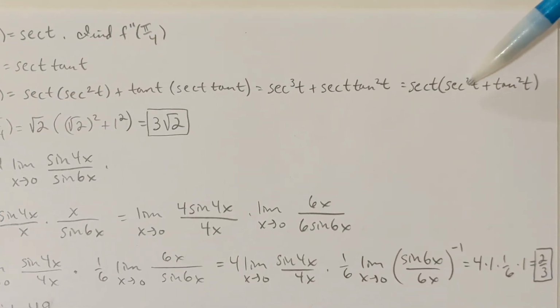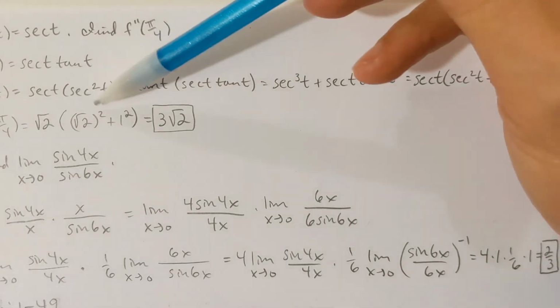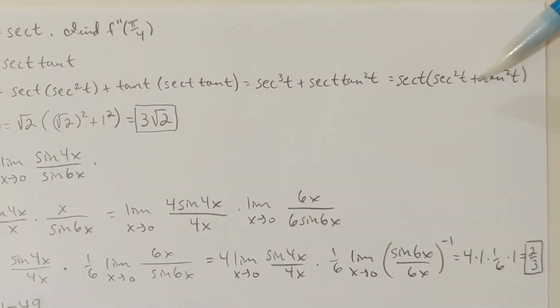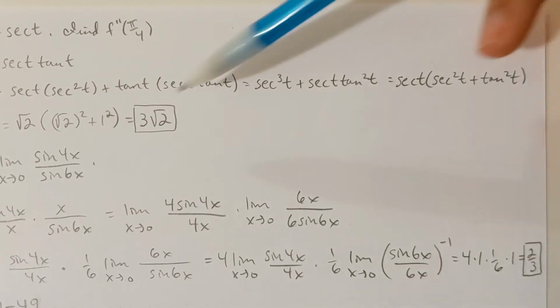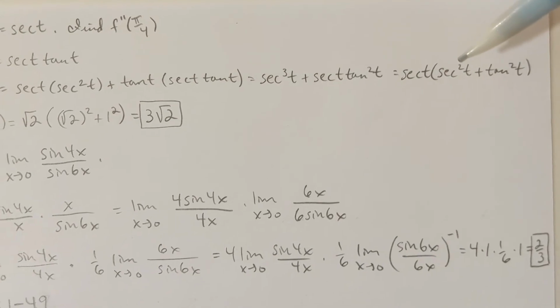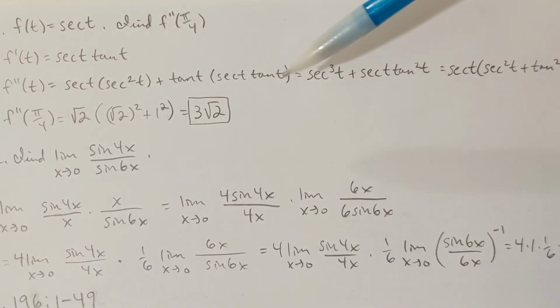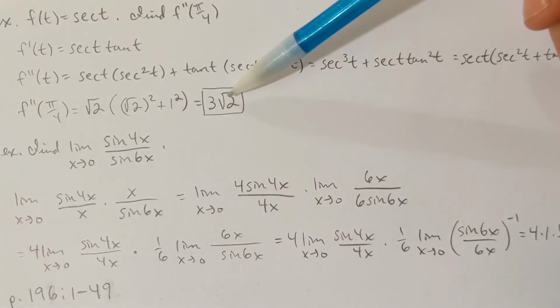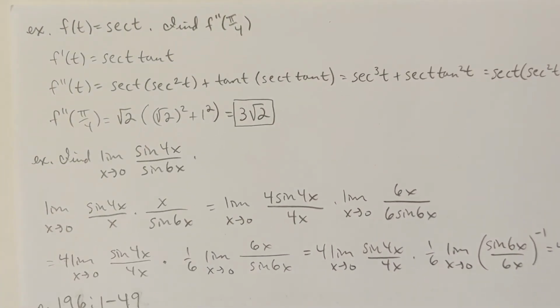Okay, times secant squared pi over 4. Well, secant pi over 4 is root 2, what we just said. I'm going to square that number, and then add tangent squared pi over 4. Tangent of pi over 4 is 1. 1 squared is 1. Okay, root 2 squared is 2. 2 plus 1 is 3. So we get 3 root 2 is the exact output there in the problem.